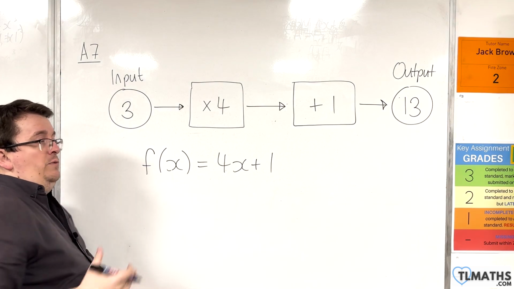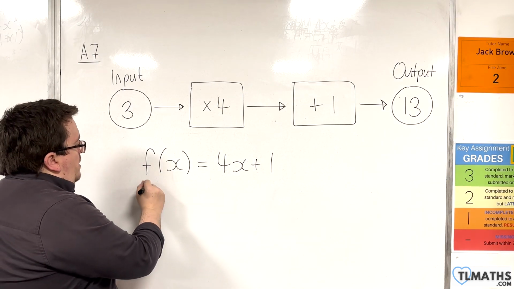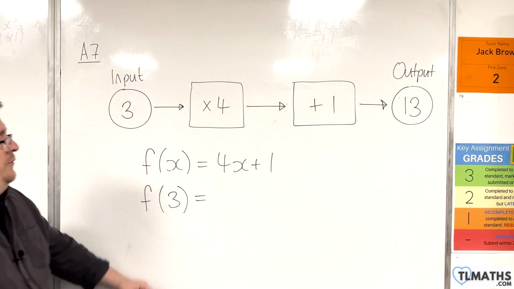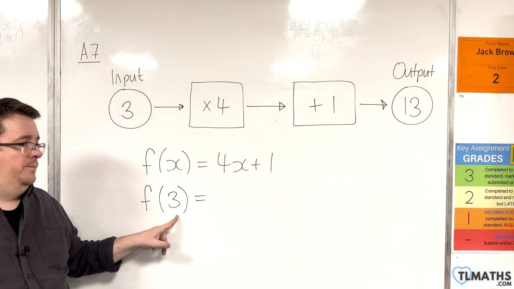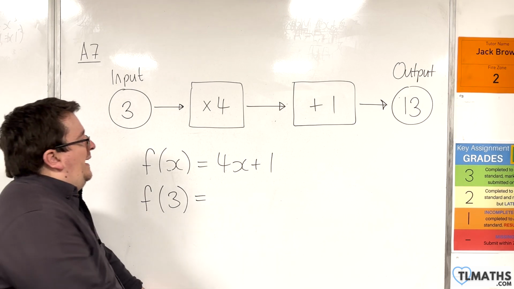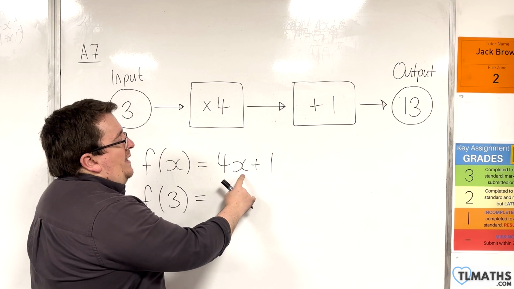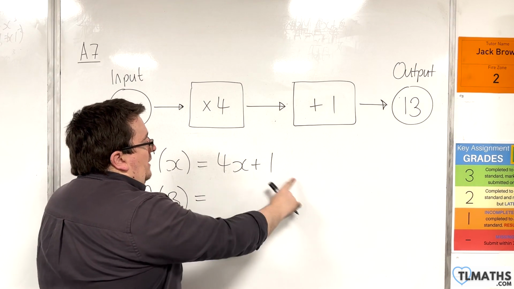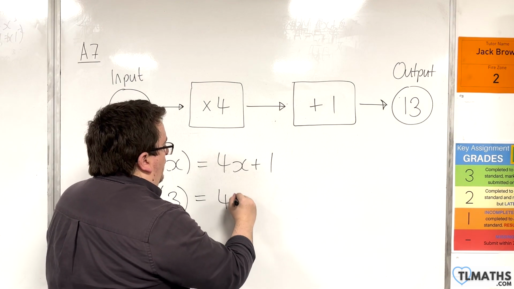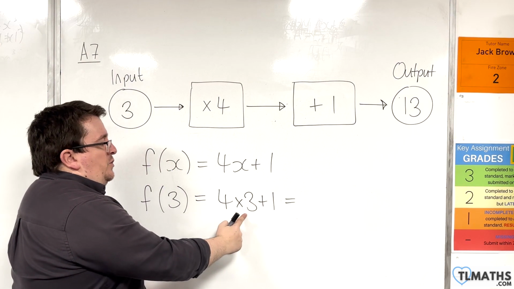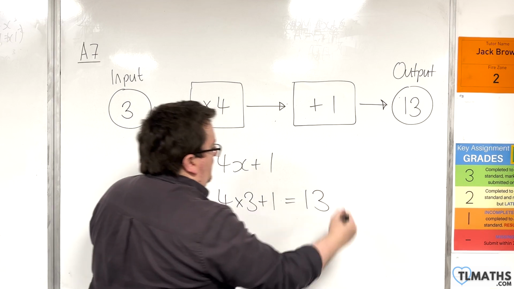So using my new notation, I would write, well, I want to work out f of 3. So 3 here is the input, and it replaces each of the x. So I've replaced the x here with 3, so I replace the x here with 3. Any x here I replace with 3, so 4 lots of 3 plus 1. 4 times 3 is 12, plus the 1 is 13.